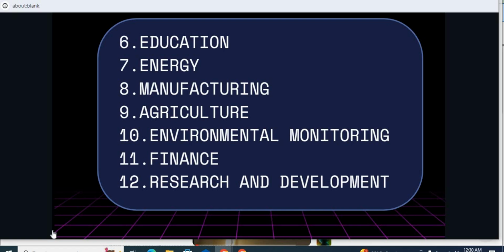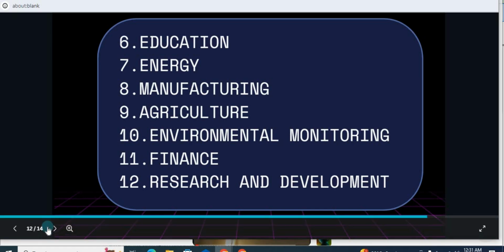Just take a particular industry and look at it from the point of view of electronics, the aspects of electronics, what you need exactly. If you see in the education field, energy field, manufacturing, agriculture, environmental monitoring, finance, research and development, every industry needs electronics now. Electronics is very important.